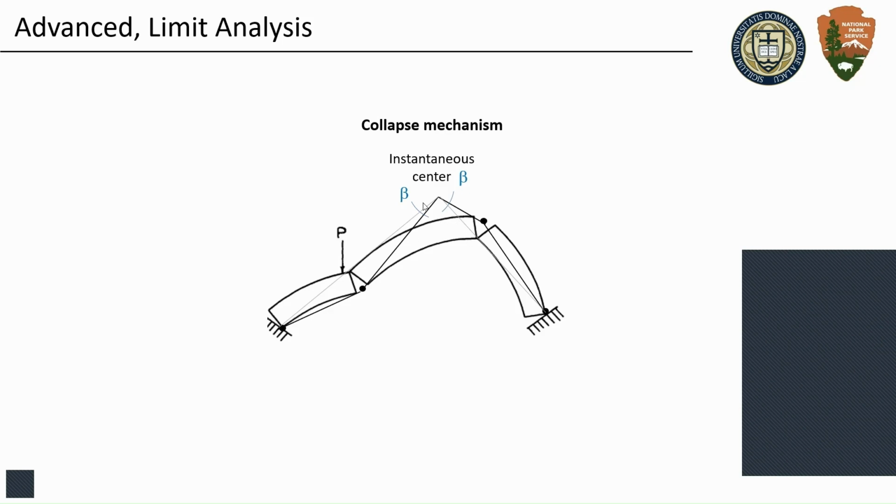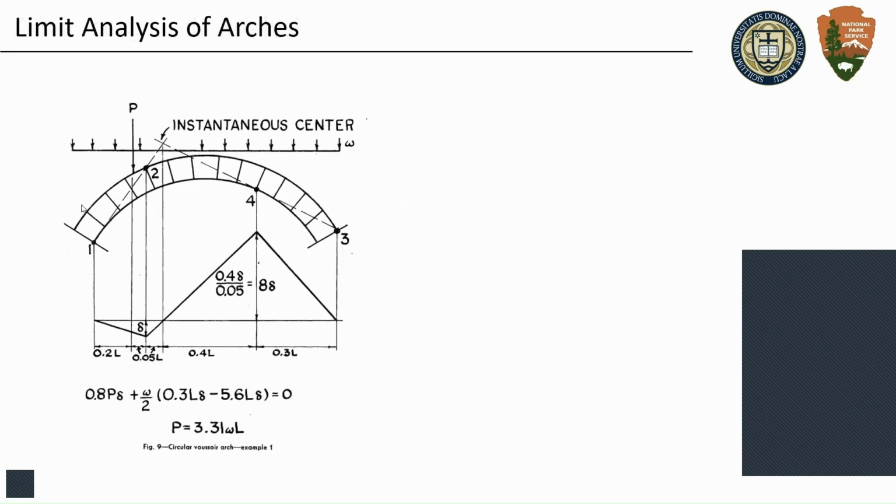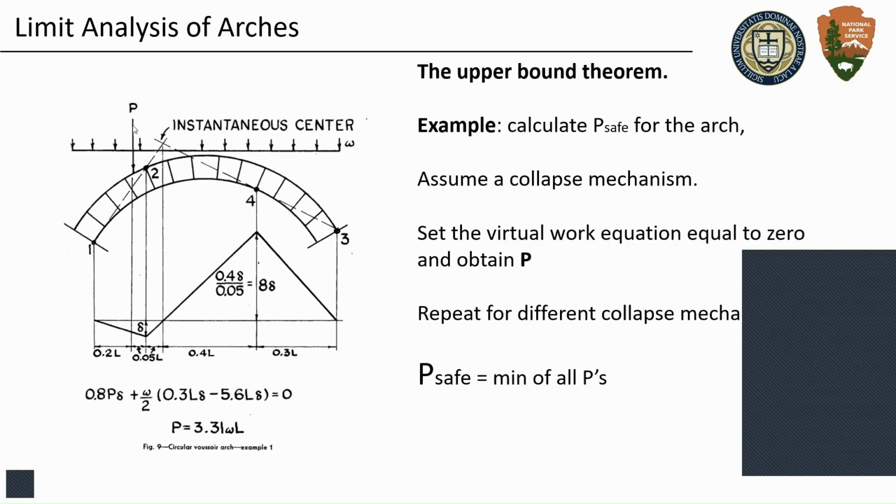So we have a way of anticipating how the structure can collapse, and this is basically based on your intuition. This is from that paper, but basically this explains a lot. So what we are doing here is calculating how much load I can apply before it fails. That's what we want to calculate here. So this is the P-safe. We are going to assume a collapse mechanism, which is what we just did, envisioning how this can collapse.